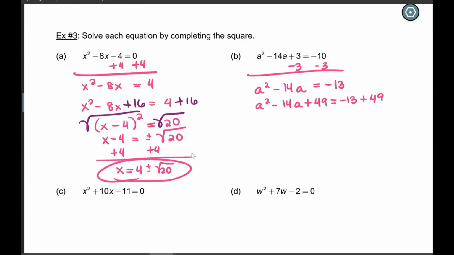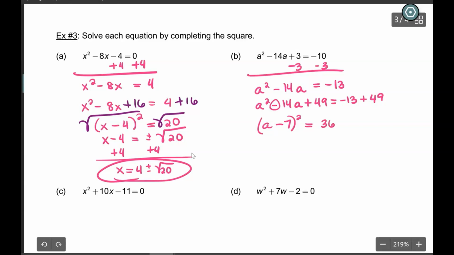Now this is a perfect square trinomial on the left side. And notice, just a quick note, if that's a minus, it's always going to be a minus here. And it's going to be a 7. So a minus 7 squared. And then negative 13 plus 49 is 36. So now I'm going to take the square root of both sides.